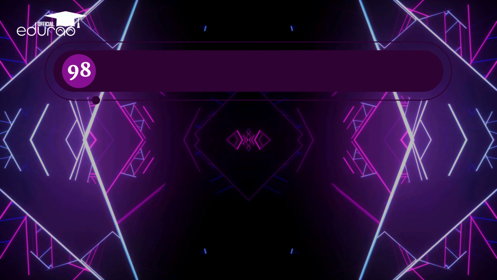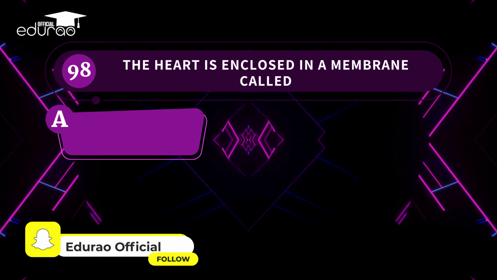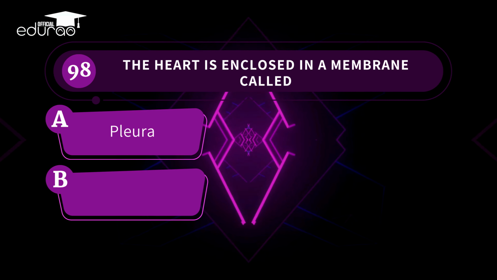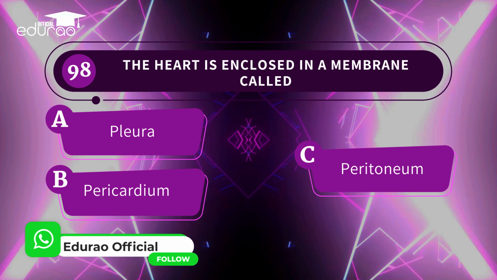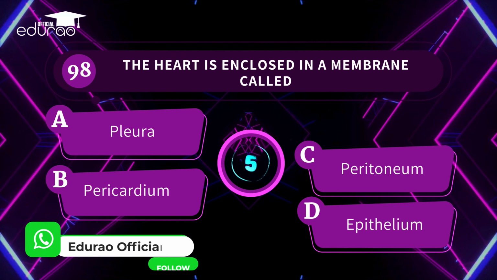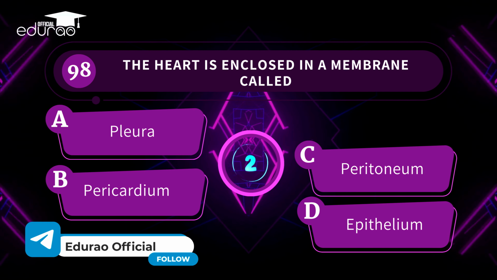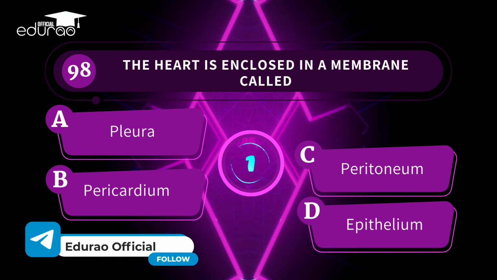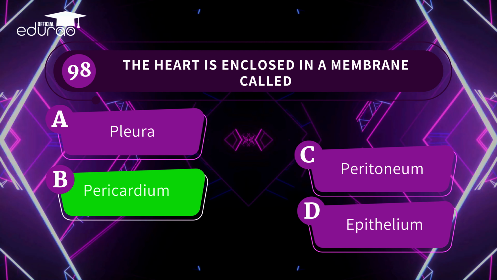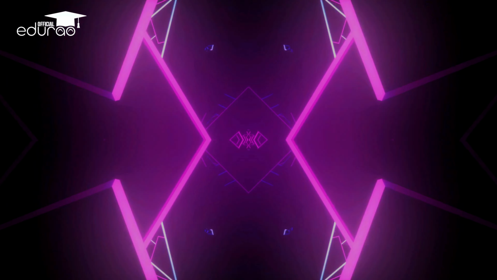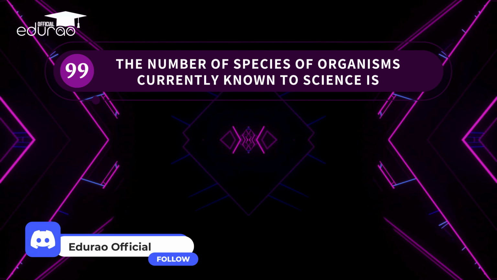Question 98. The heart is enclosed in a membrane called A. Pleura, B. Pericardium, C. Peritoneum, D. Epithelium. You're absolutely on target. Correct answer is pericardium.